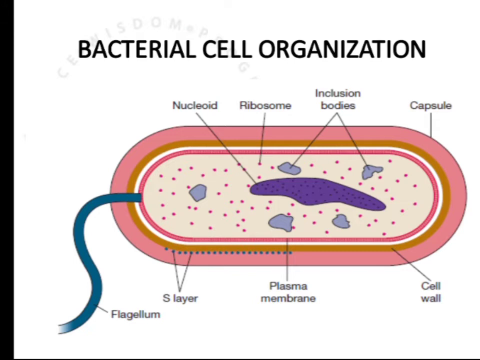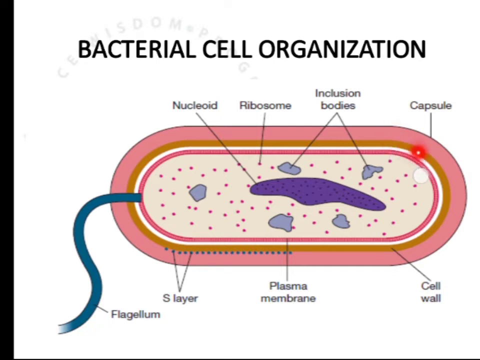bacterial cell are. See, the innermost organelle is known as the cytoplasm. In the cytoplasm, there are different organelles like ribosomes and nucleoid, without a nuclear membrane, and some inclusion bodies. And outside the cytoplasm, the first layer is known as the plasma membrane, and there is a space between the plasma membrane and the next layer, that is the cell wall, known as the periplasmic space.